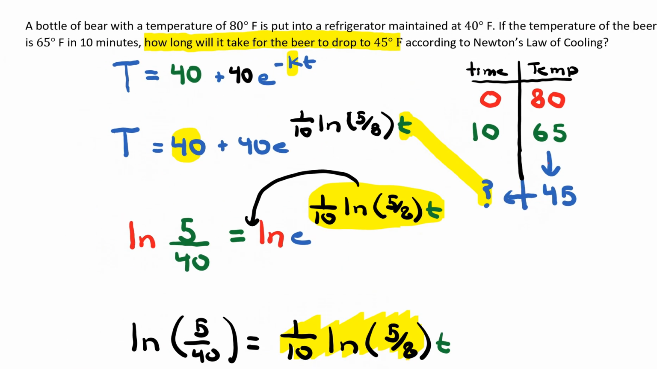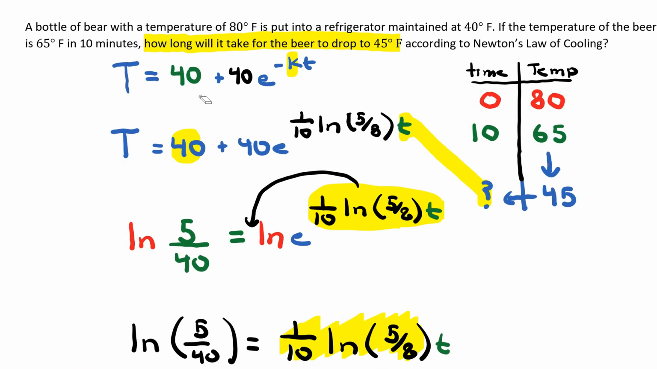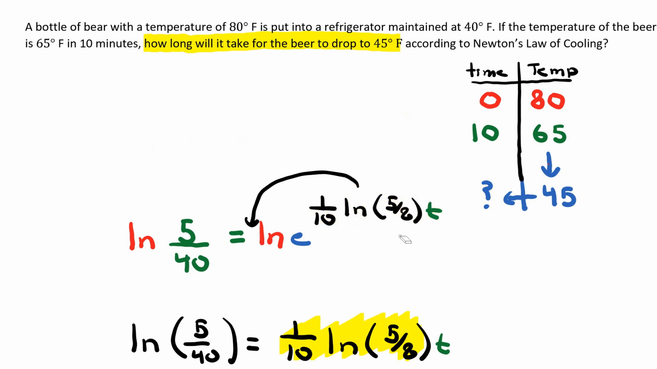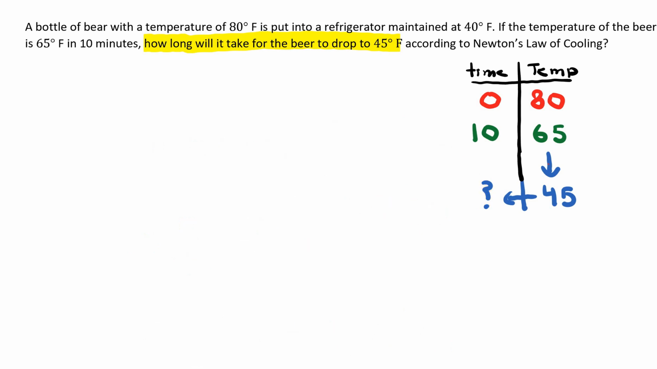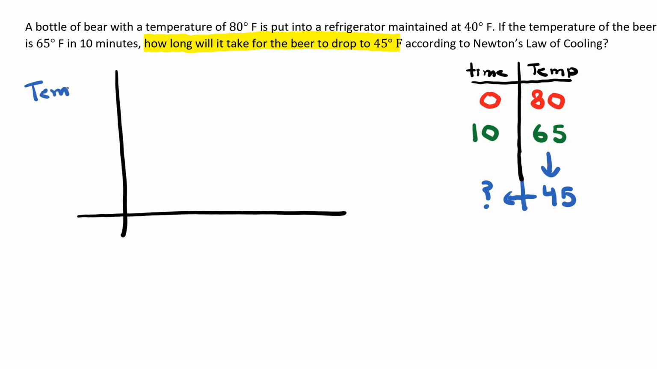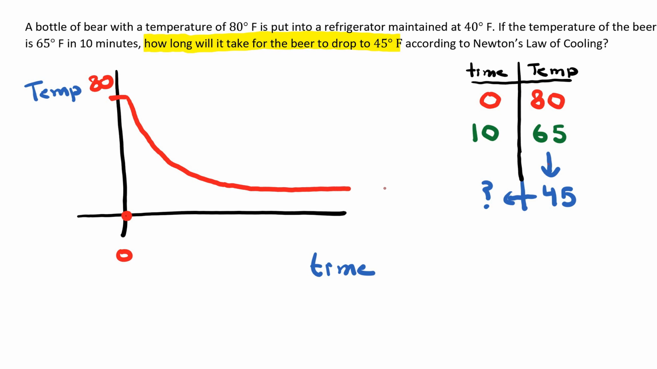Before I finish up with this problem, I want to erase all of this and talk about what this answer really means. If I have a graph right here, I'll call this the temperature, and I will call this the time over here on the x-axis. When you have a time of 0, the temperature is going to be at 80 degrees. Then the graph is slowly going to decrease, and it's going to level off over time.